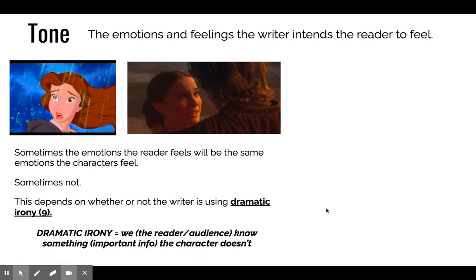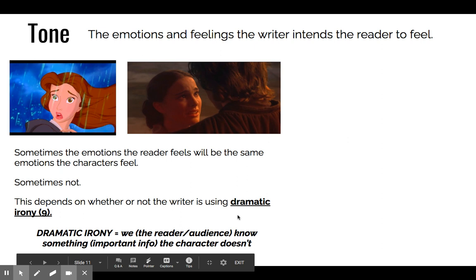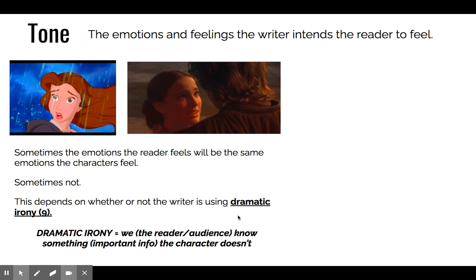Sometimes the emotions that the reader feels will be the same that the characters are feeling, but sometimes they're not the same. And when this happens, this is use of dramatic irony. Dramatic irony is when the reader knows something, or the audience knows something super important that the character does not know. And when we see that interaction right before the character finds out, or when things are happening but they have no clue still, that's dramatic irony, because we're sitting in our chair watching or reading and going, oh my gosh, they have no idea. This is going to be crazy when they find out. And it's very dramatic and suspenseful.